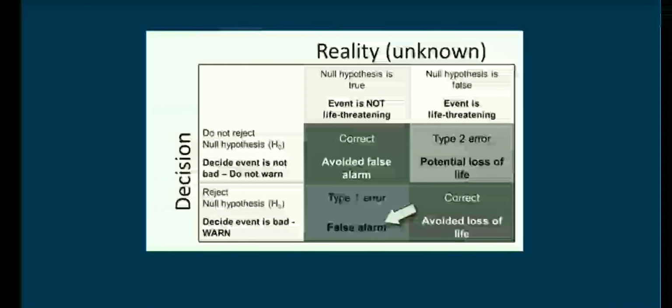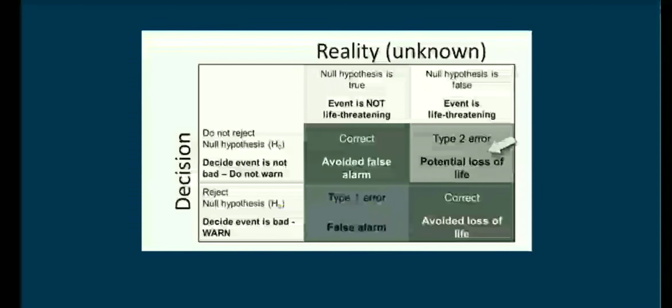People were warned unnecessarily. Whereas, suppose instead that the forecaster had decided that the weather event was not bad enough to send a warning about. They may be correct. Or if the forecaster is wrong and the weather event is life-threatening, then they made a type 2 error. They failed to reject the null hypothesis when they should have. There are costs to both types of error.